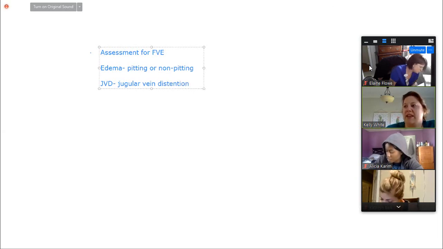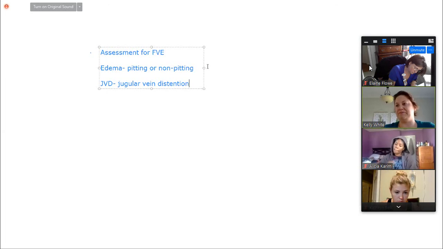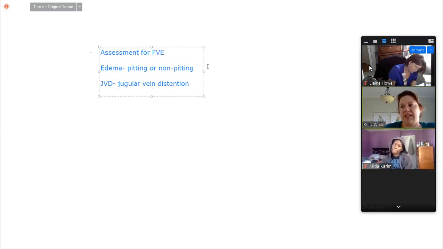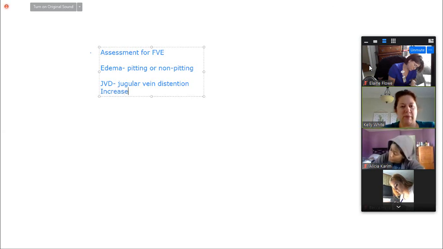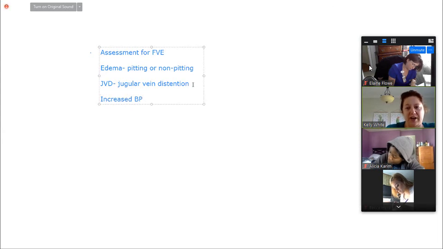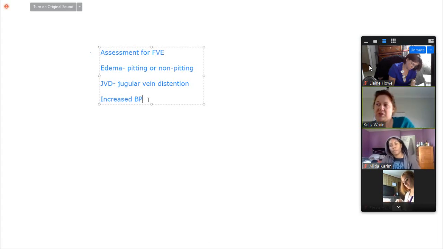So that's where that lady, you can see that vessel right there, that jugular vein is really engorged. So that is a clue that they've got too much fluid going on in their system. You're going to see an increased blood pressure. Your body's having to work harder at getting all that excess fluid that you're carrying around. So it's going to make your heart work harder, making your blood pressure go up.